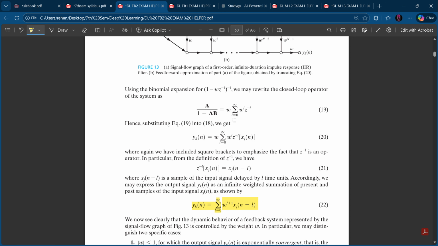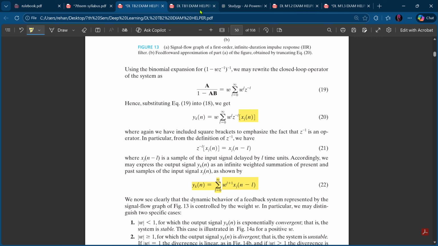You see, step by step how that W inverse is. So first what you are doing, we are taking the summation. We are taking W into the summation of L equals 0 to infinity, W to the power of L z inverse. From this, now what you are doing, we are multiplying with the input. Then only these two things you are taking is equal to x into n minus 1. If you read this one by one, you will understand.